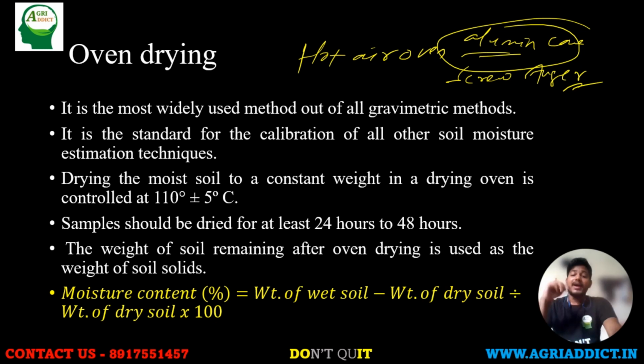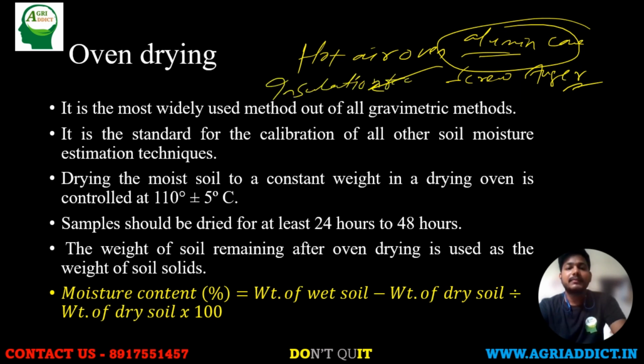My question is, why should we choose only an aluminum can, not an iron can or any other metal can? Because the aluminum can will give the insulation factor. As we are measuring the moisture content, we should make sure that the moisture is not evaporated from our box, so that whatever moisture is present in the soil, that amount we can accurately measure in the lab, because we bring the soil sample from the field to the lab.